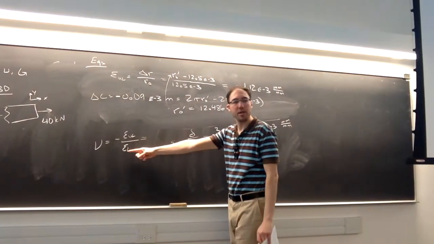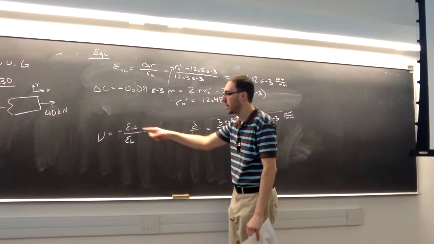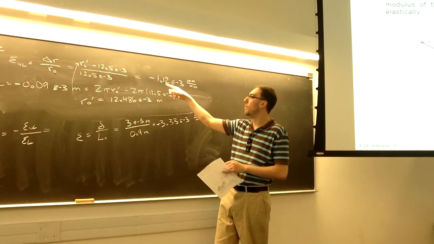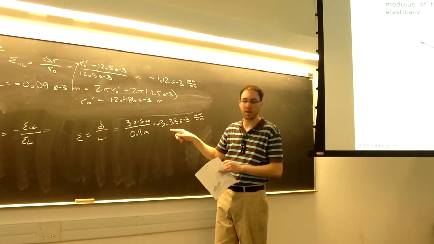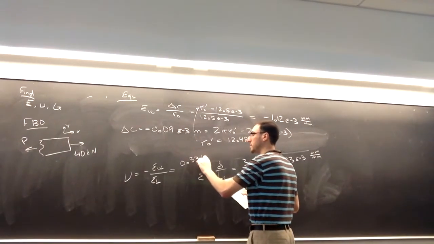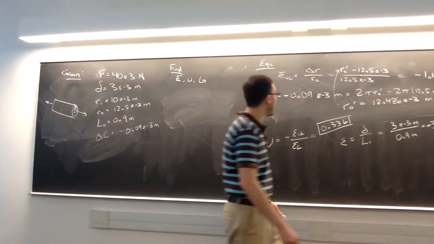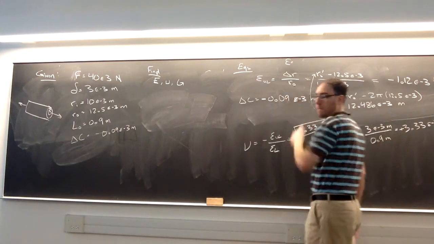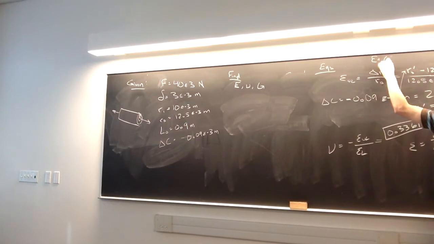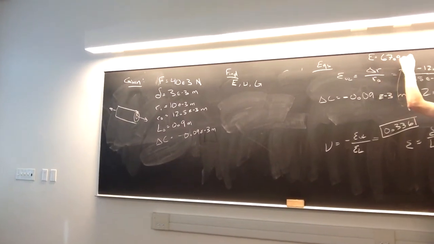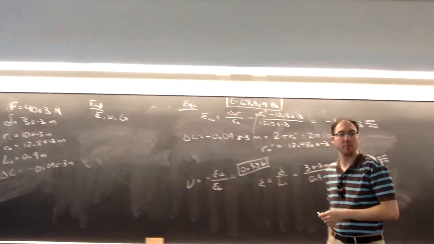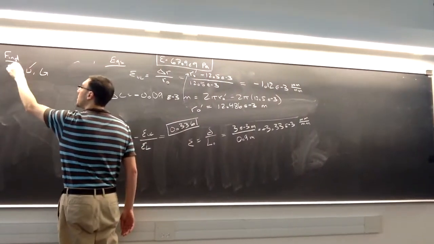We have now calculated the loaded strain and the unloaded strain. We can calculate the Poisson ratio by dividing the two and negating it. 1.12 divided by 3.33 gives us a Poisson ratio of 0.336. We have the Young's modulus, which I erased, but I'll put back up here. From the first step, it was 67.9 gigapascals. We have the Poisson ratio, the last thing we need. So this is done. This is done.